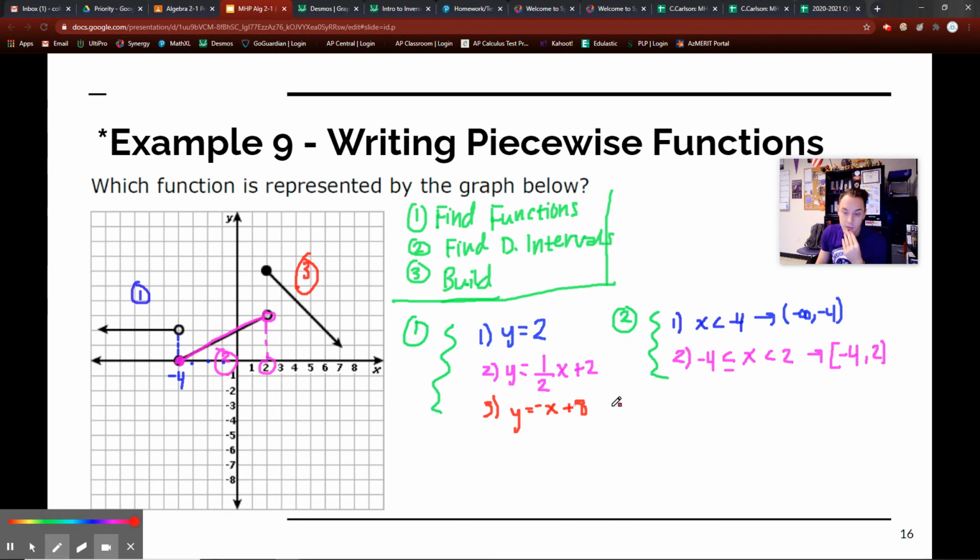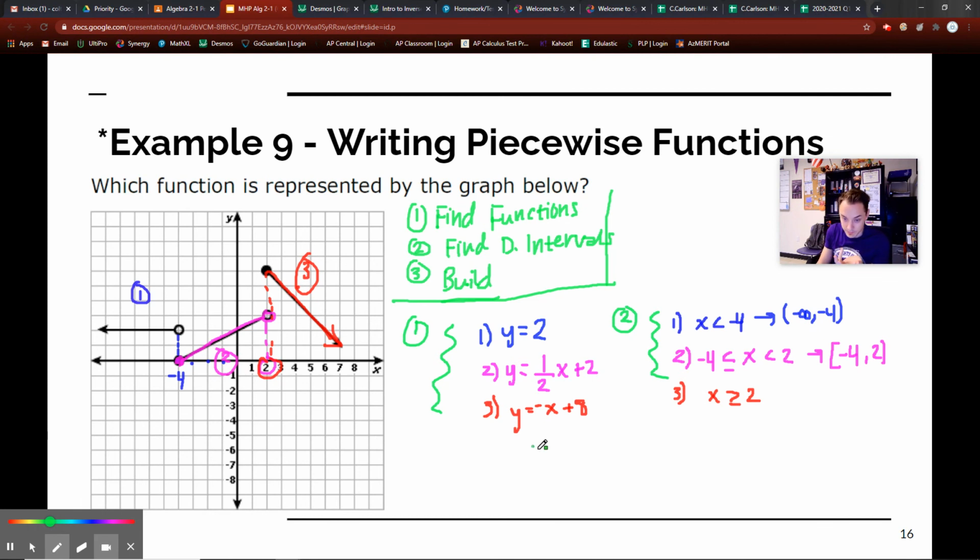Finally, let's go to 3. Okay, now where does it start? 2, and it's a closed dot, so that means x, and then it goes all the way over here, so it has to be greater than this 2. So that means greater than 2. Perfect. We have everything. You know what that means?